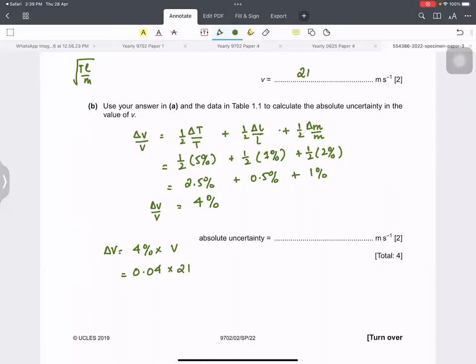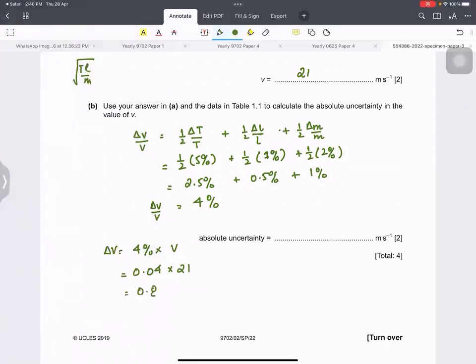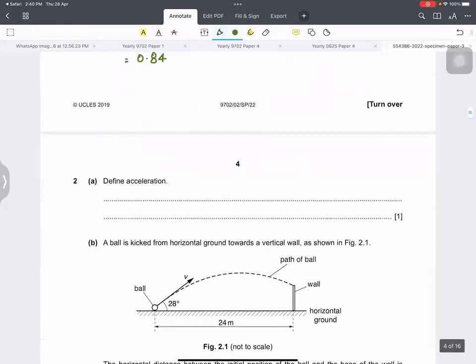And then what you do? You just multiply, 0.84. Now uncertainty has to be one significant figure only, so we'll write 0.9. All right. If you have any questions, please let me know. Wait, how is it 9? Isn't it 0.8? Oh, yeah, sorry. It has to be 0.8. That is correct.